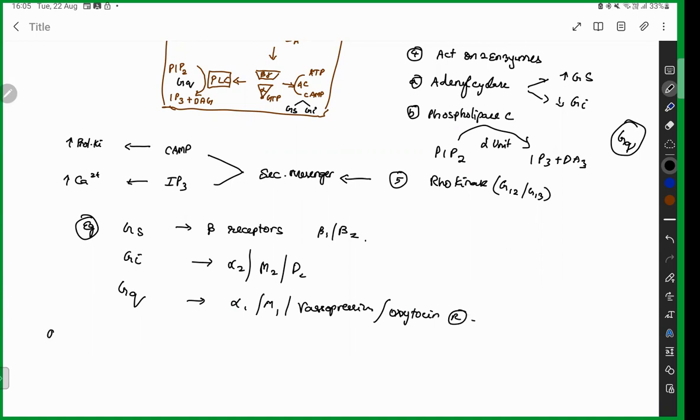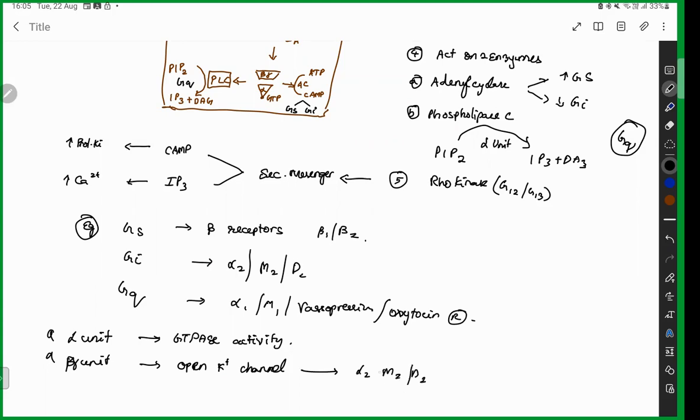Then we discussed two important points. What is the alpha unit's function? GTPase activity. What is the beta unit's function? Beta and gamma both open the potassium channel. We can see its actions in alpha 2, M2, D2.